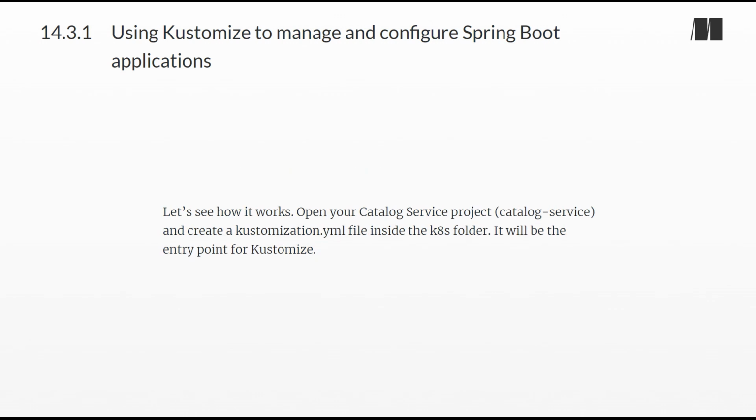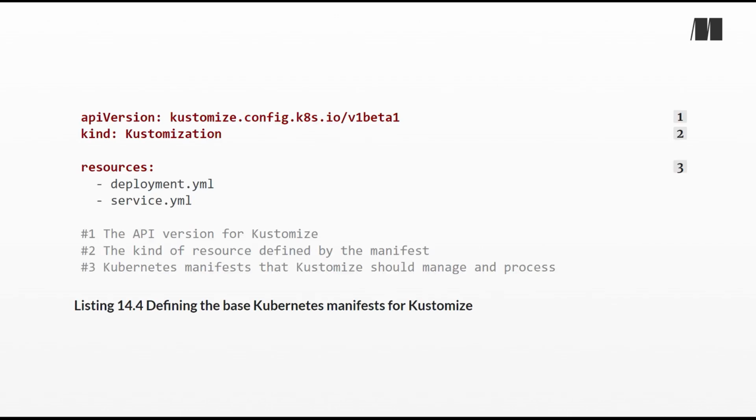Open your Catalog Service project, catalog-service, and create a kustomization.yml file inside the k8s folder. It will be the entry point for Kustomize. We'll first instruct Kustomize about which Kubernetes manifests it should use as a foundation for future customizations. For now, we'll use the existing deployment and service manifests. Listing 14.4. Defining the base Kubernetes manifests for Kustomize.